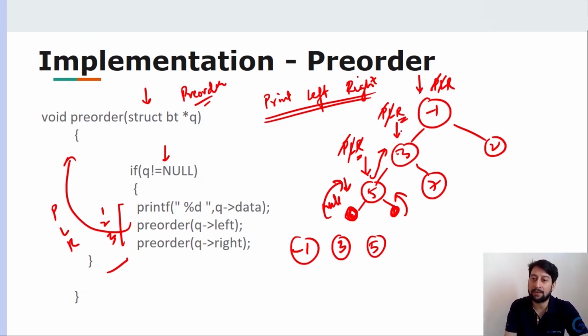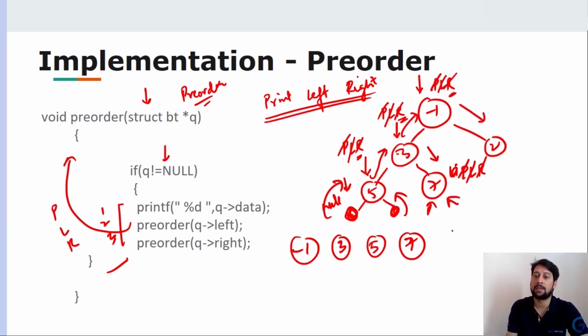In the right hand side, if you can see, we have the 7 left. So we'll move on to the right hand side. So this will be called. And now this will be having the same thing, P, L, and R. In this, we will first print the data, that is 7. Then we will check for left. Left is null, it will come back. Right is null, it will come back. Done. Then we'll traverse back to this portion. Now right is also done.